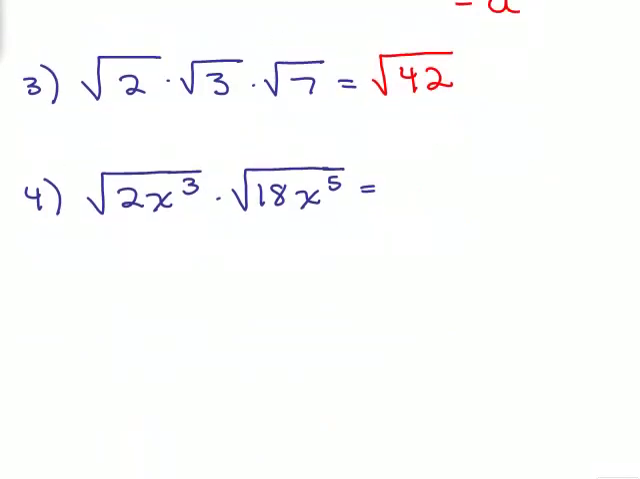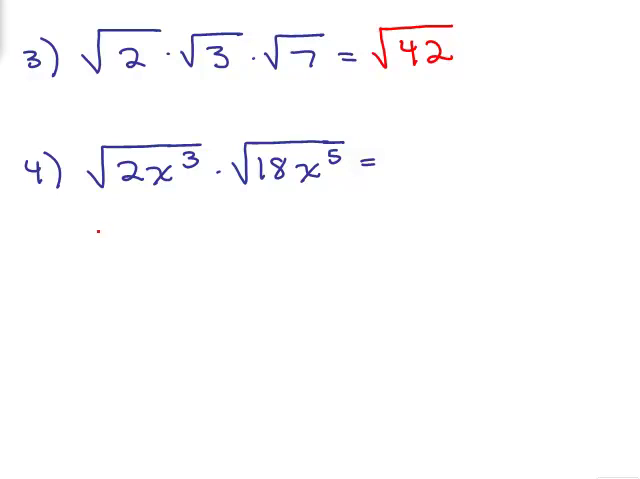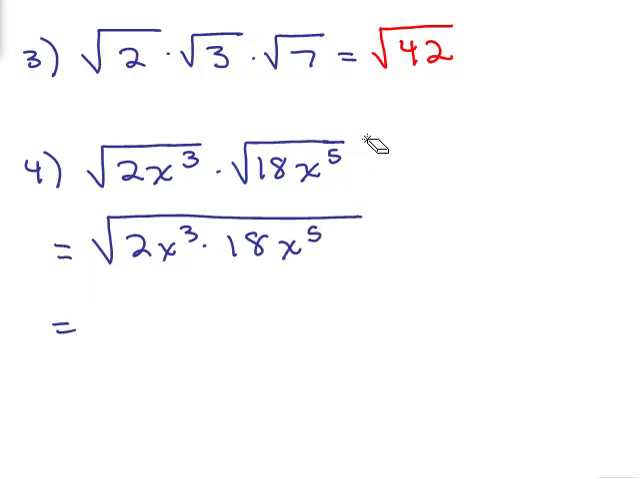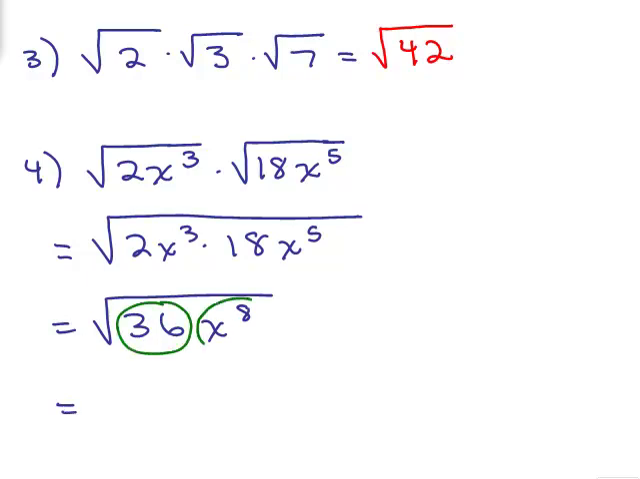Okay, last one here. I'm going to go underneath, so I have plenty of room here. So I have to multiply all this together, right? So I have to do 2x cubed times 18x to the fifth. And that gives me 36x to the eighth. And now each of those are perfect squares. 36 is a perfect square, and x to the eighth is a perfect square because it has an even exponent. So the square root of 36 is 6, and the square root of x to the eighth is x to the fourth.